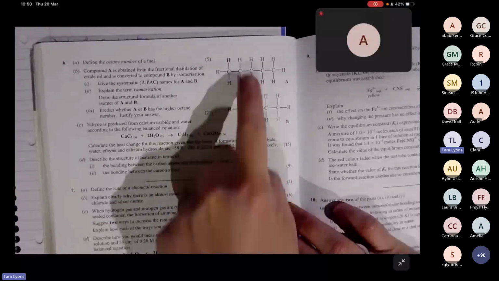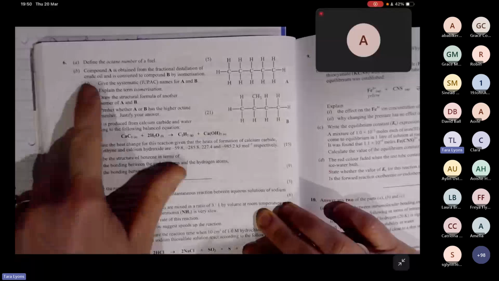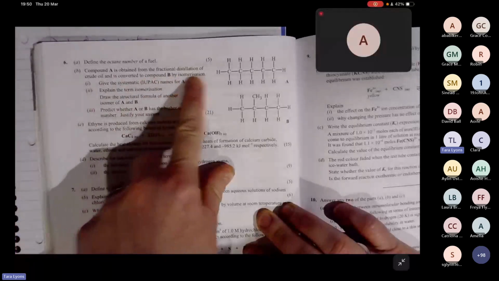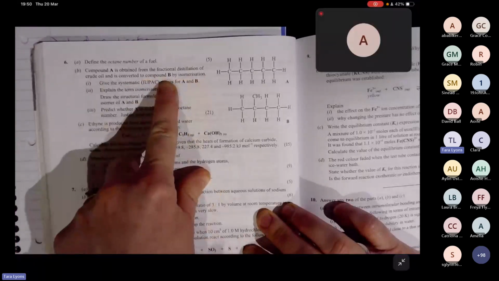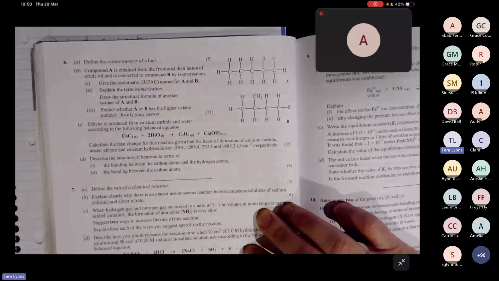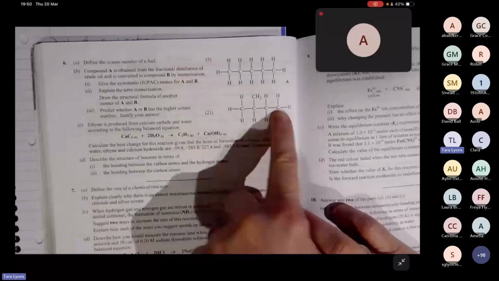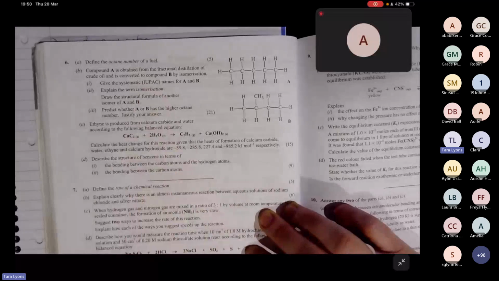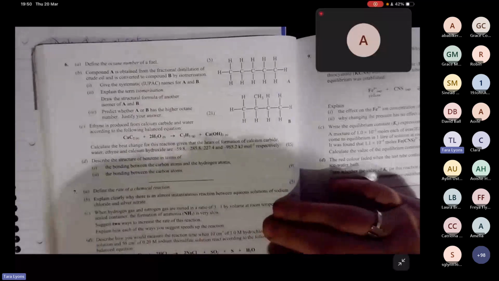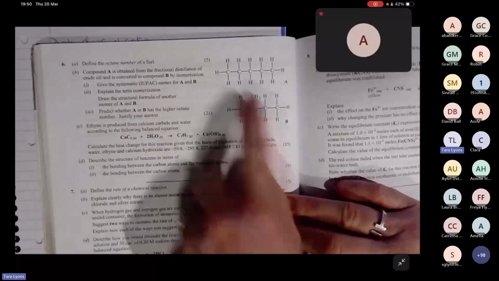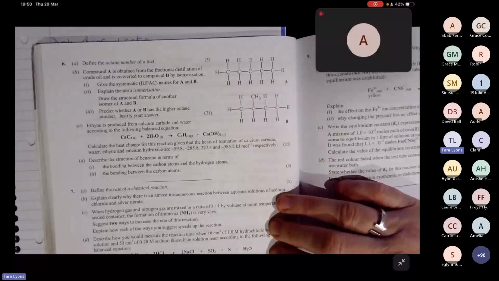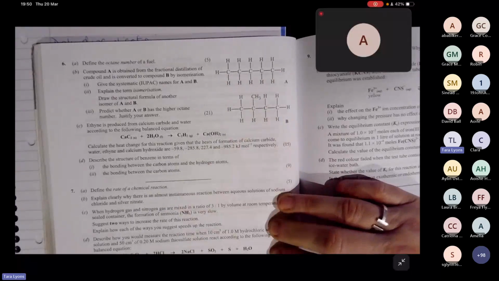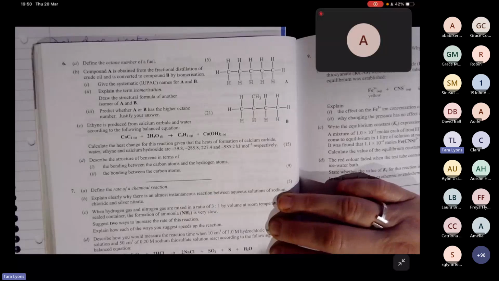They've given me 2 molecules, A and B. They've said A is obtained from the fractional distillation of crude oil and it's converted to B by isomerization. So A has 5 carbons in a chain, B has 4 carbons with the 5th as a branch. So they are isomers of each other. They want the IUPAC names, the International Union of Pure and Applied Chemistry, for A and for B. So what are those names going to be? Well, 5 carbons, pentane, 4 carbons with the methyl group on the second, 2-methylbutane.